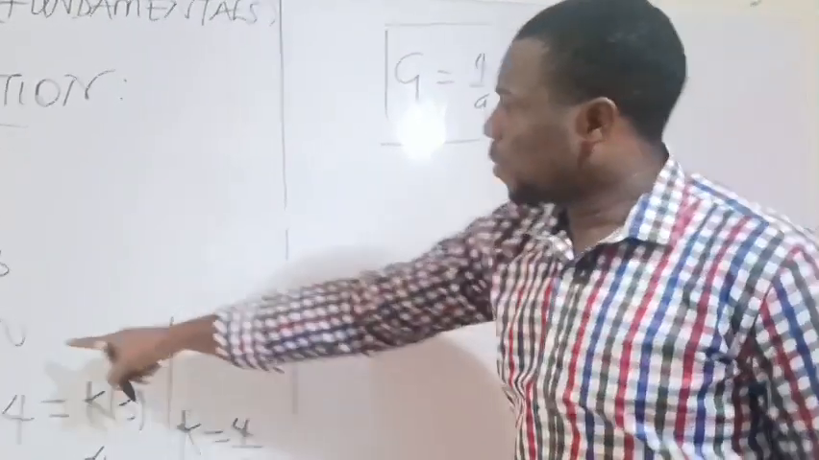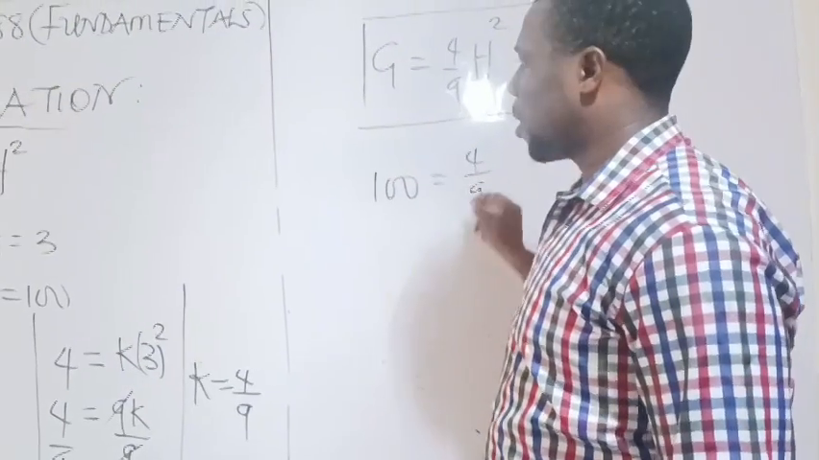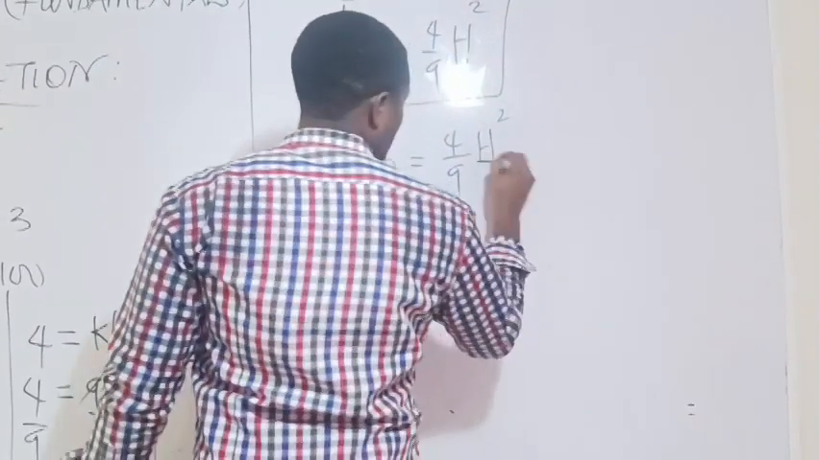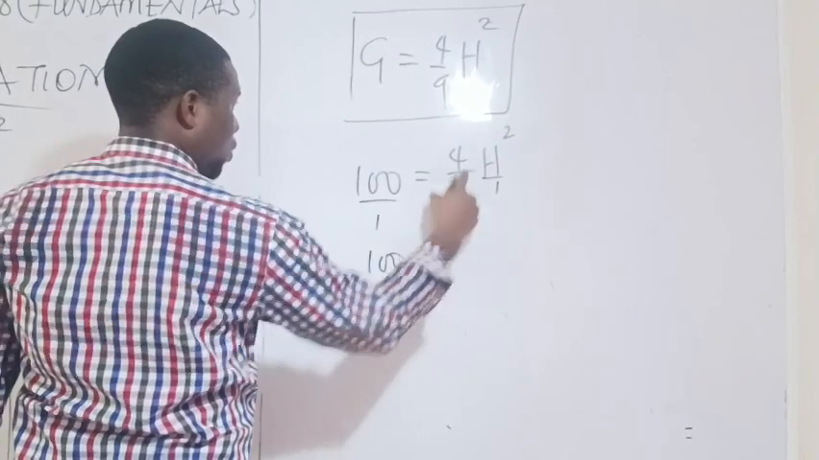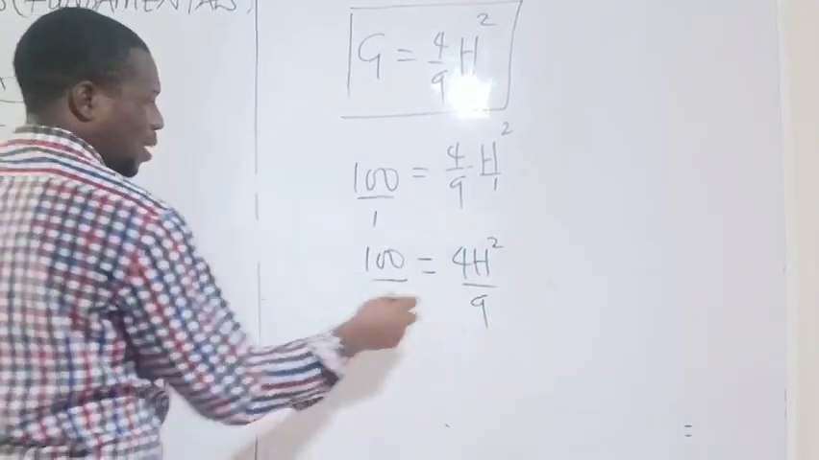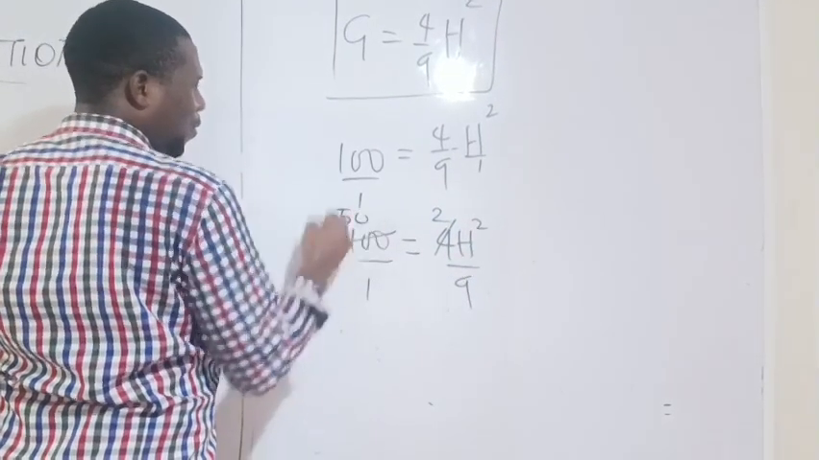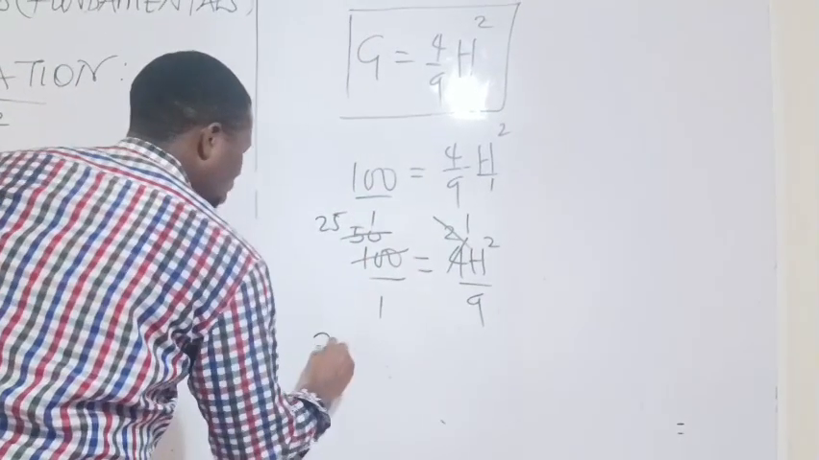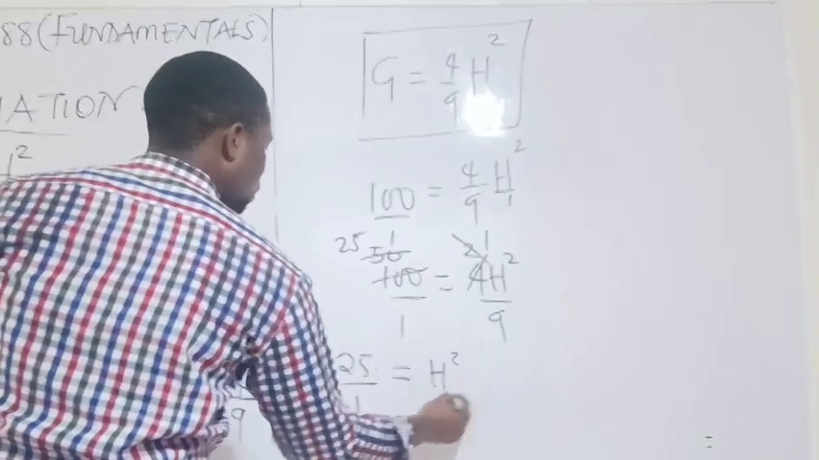Now, we're given G to be 100, so G is 100. I have the constant K, and of course I could tell you what H is from here, because I could write this as H over 1. So this becomes 100 over 1 is equals to 4 times H squared, 4H squared over 9, right? And of course, 2 can go in 4, 2 in 4 is a 2, 2 in 100, I have a 50, 2 in 2 is a 1, and 2 in 50 is 25. So I have 25 over 1 is just H squared over 9.